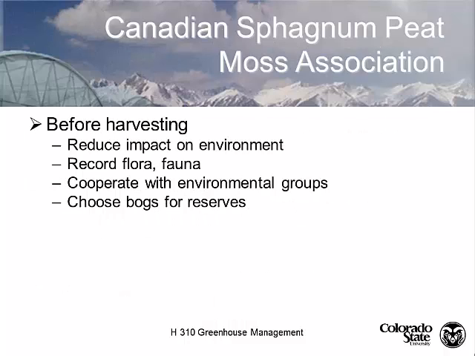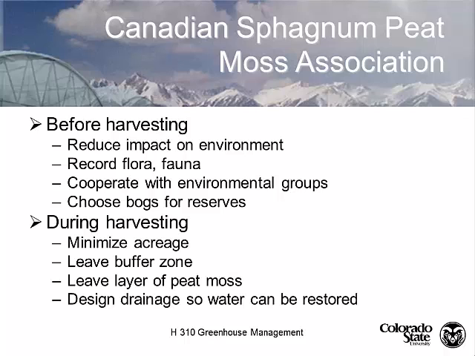What they have to do in Canada, the regulations require that before they harvest the peat bog, they have to look at the environment, record the flora and fauna, work with environmental groups, and set aside a percentage of the bogs in that area for reserves. During the harvest, they need to limit the acreage they harvest and have a buffer zone. When they're done, they have to leave a layer of peat moss. Typically, as they retire one peat bog, they'll take the top 4 to 6 inches of the next bog they're going to harvest and resow the old peat bog with fresh plant material to get things kick-started. So it's a reclamation process.